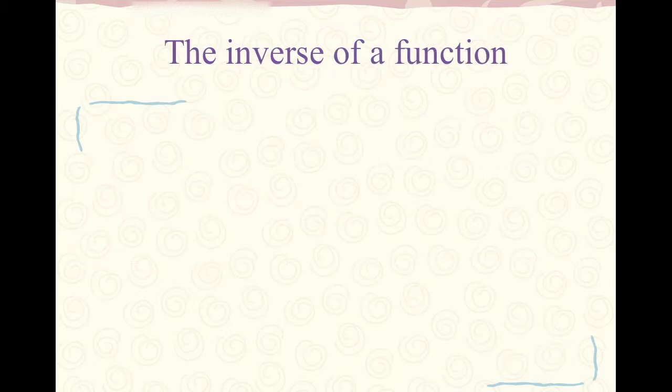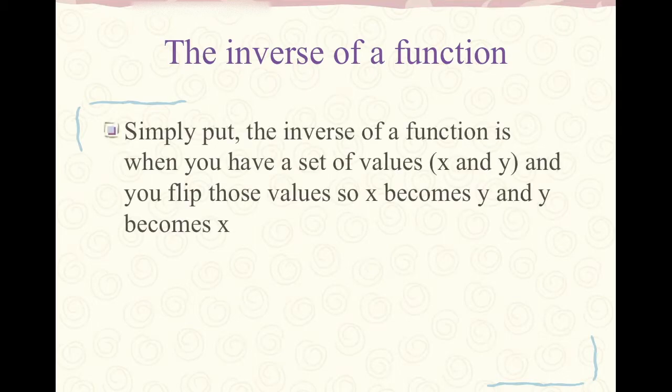Now that you remember what x and y, independent and dependent, are, let's talk about what the inverse of a function is, okay? Simply put, very simple. The inverse of a function is when you have a set of values, so you have your x values and you have your y values, and you just flip them. So x becomes y and y becomes x.